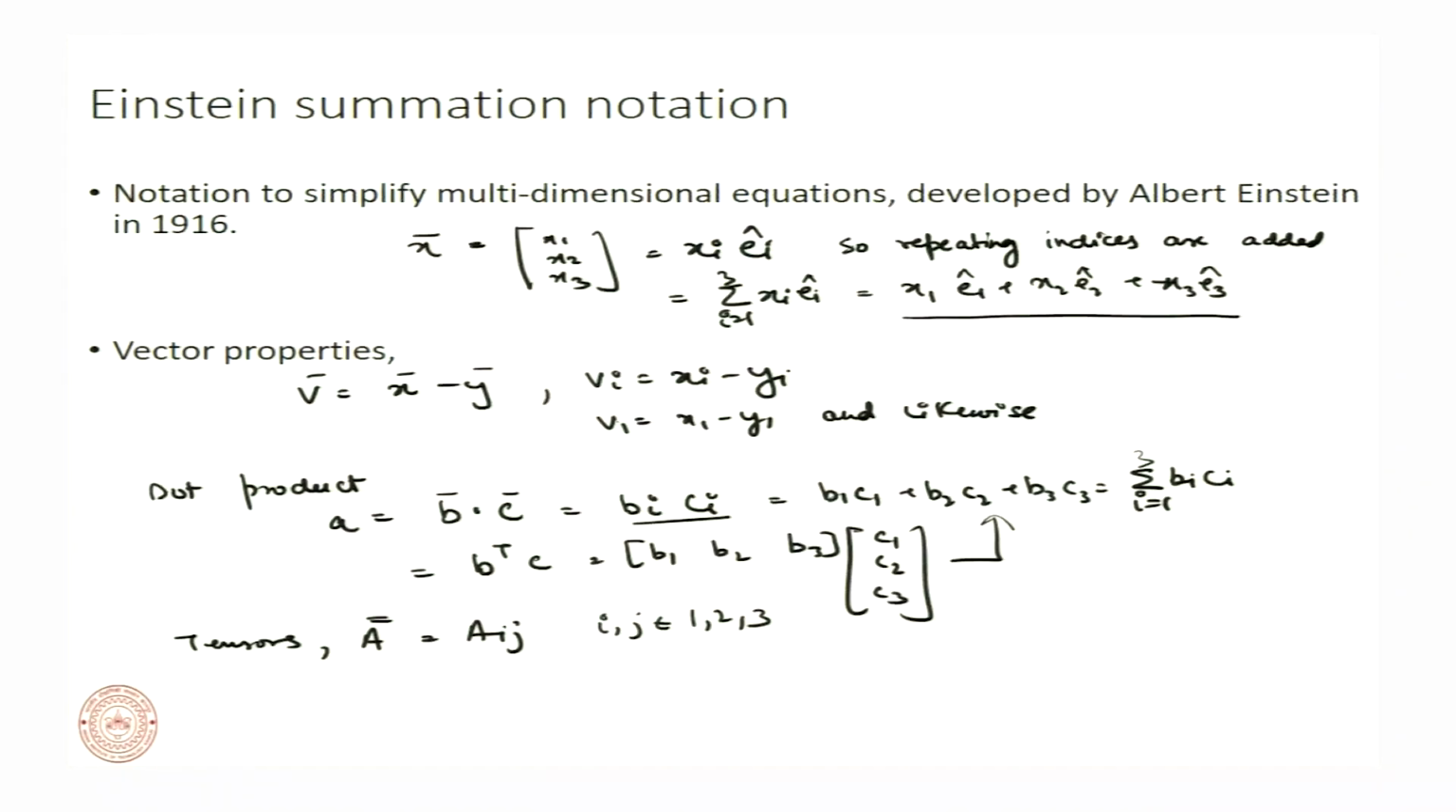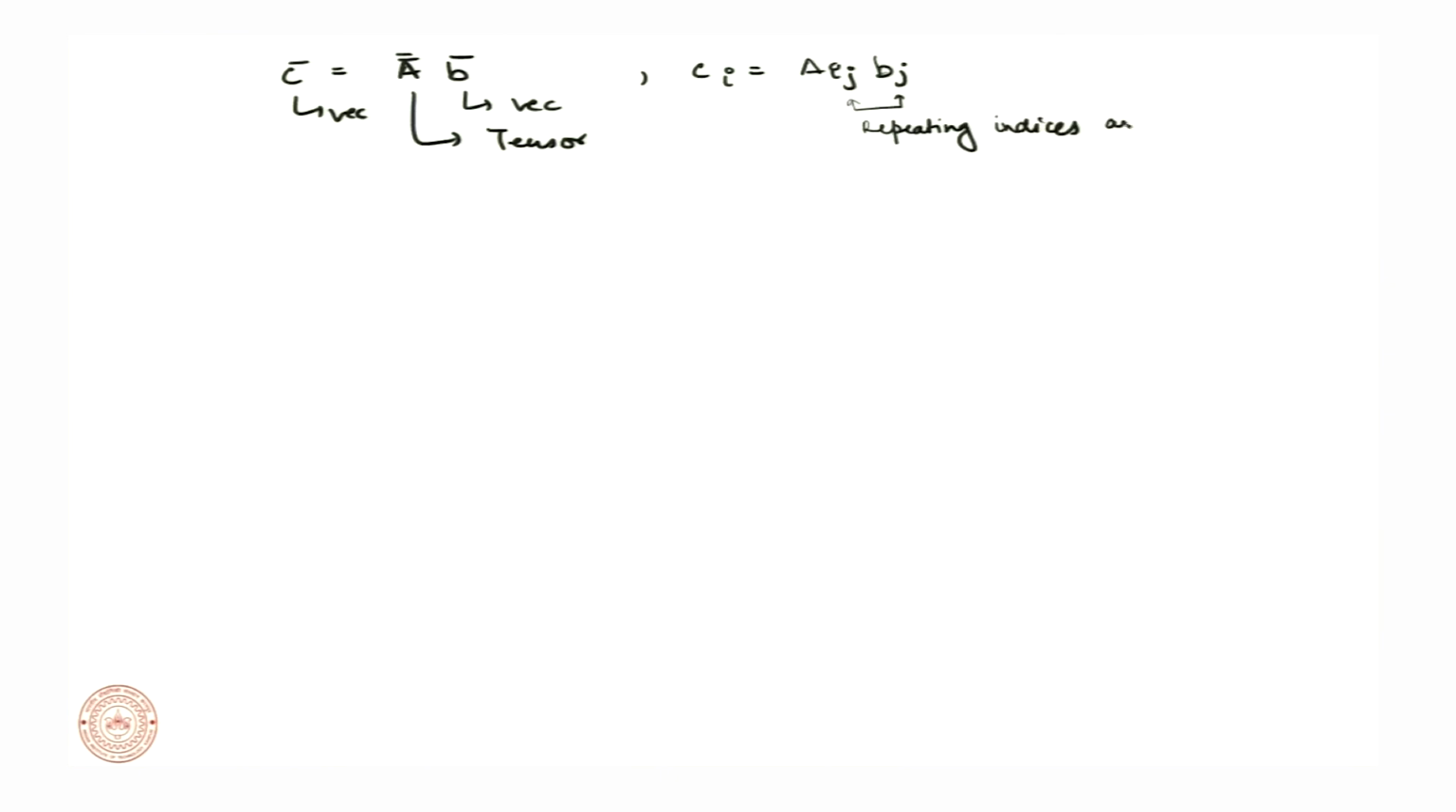Right. So if we do vector mapping from vector b to vector c using a tensor A, then c vector is equal to A tensor into b vector. So b is a vector, c is a vector, and A is a tensor. In that case, we can write this as ci equals aij bj. Keep in mind that the repeating indices are added.